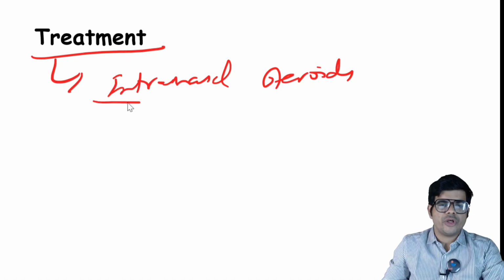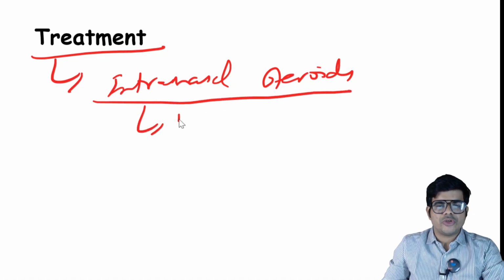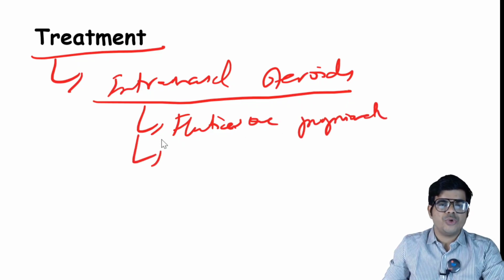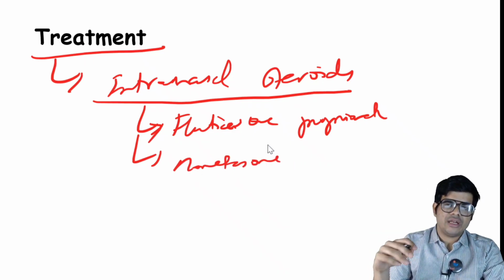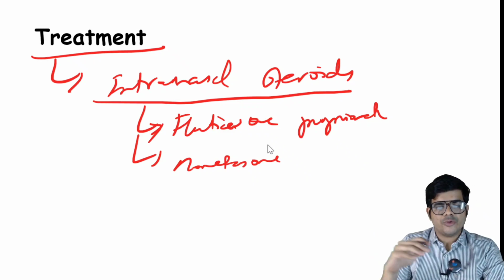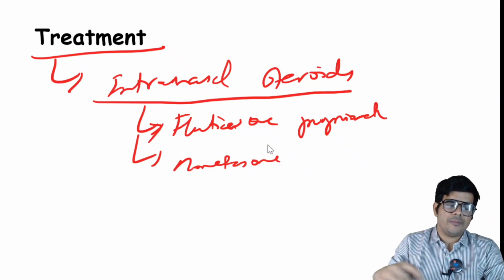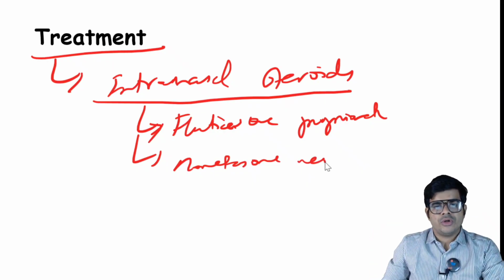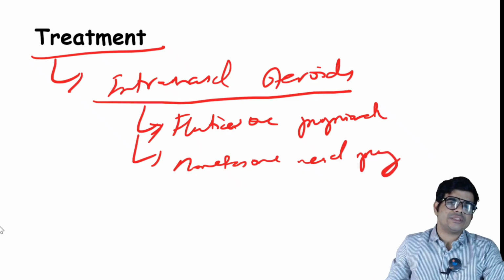It could be fluticasone propionate or fluticasone furoate. And then what else do you have? You have mometasone nasal spray. In children who are less than 2 years old, you can't give steroid spray at all. At 2 to 4 years you can give mometasone nasal spray. These are the various steroid nasal sprays given.